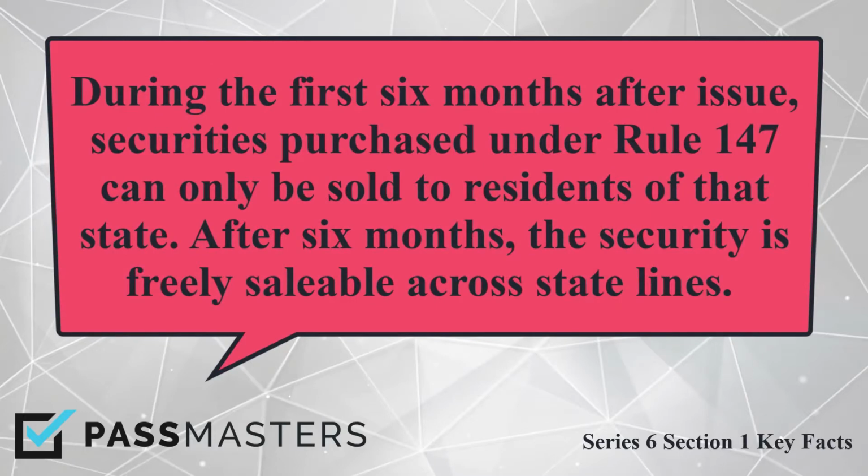During the first 6 months after issue, securities purchased under Rule 147 can only be sold to residents of that state. After 6 months, the security is freely saleable across state lines.